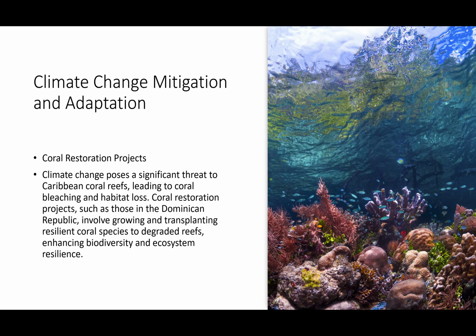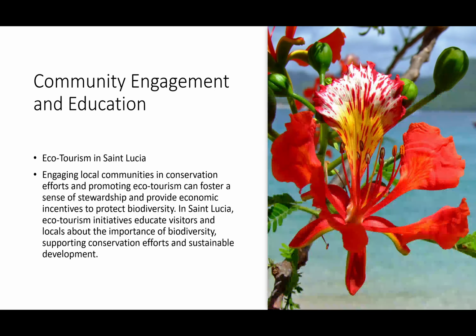We also have climate change mitigation and adaptation. So we have coral restoration projects. Climate change poses a significant threat to Caribbean coral reefs, leading to coral bleaching and habitat loss. Coral restoration projects, such as the one in the Dominican Republic, involve growing and transplanting resilient coral species. What they do is take sections of coral, engineer them whether by selective breeding or otherwise, and grow them in laboratories. Once they grow to a sufficient size, they transplant them into the reef, to help regrow coral reefs in places where they have been lost.